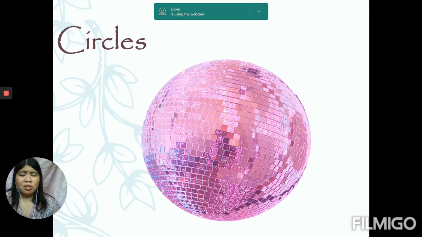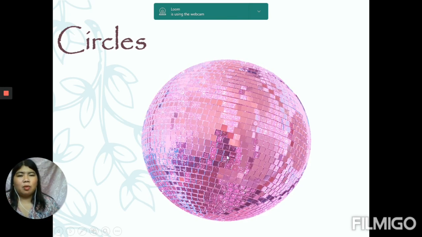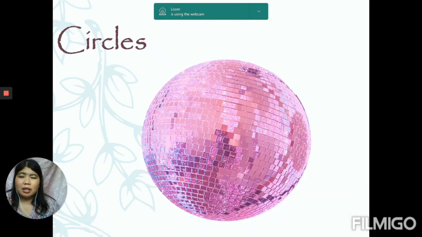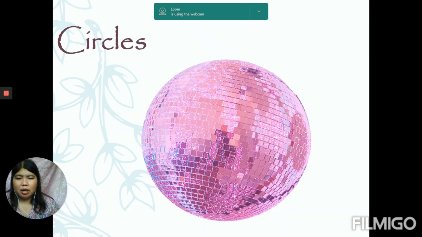Now, let's proceed to the first conic section. Yung pinakasimple to, yung circle. Kumuha ko ng disco ball to represent the circle. So, ano ba yung circle? Ito yung pinaka-simple na conic section. Ito yung pinaka-familiar tayong lahat. Yung sa geometry, pinag-aralan nyo yung circle.